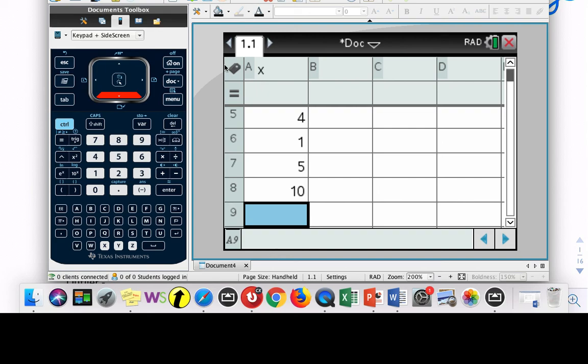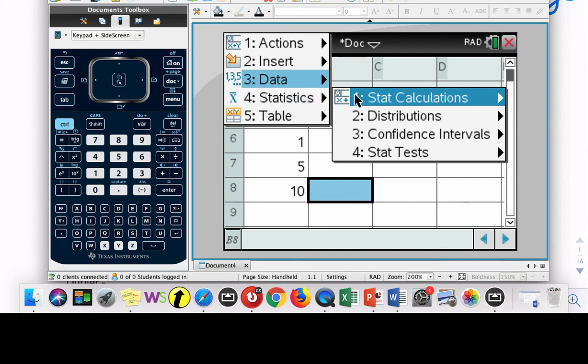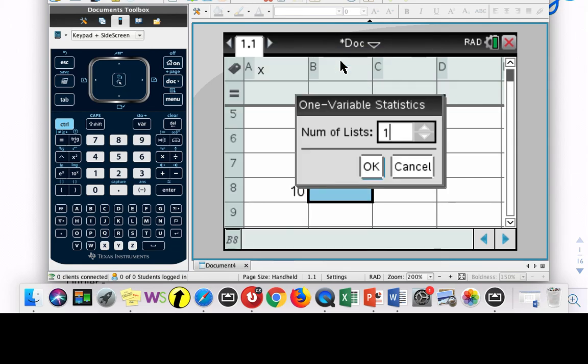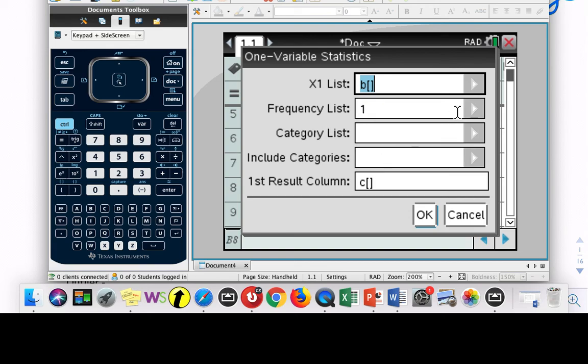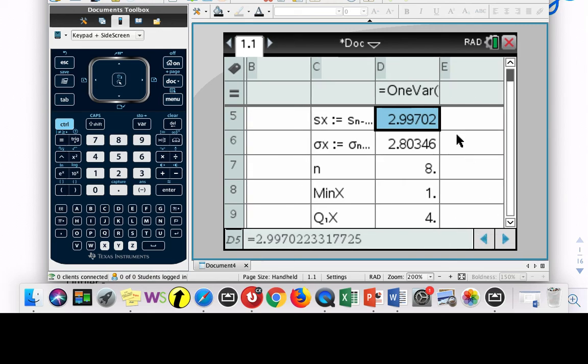So then after we type those in, make sure you're on a cell that's not in your list, and we're going to go to Menu, Statistics, Stat Calculations, and we're looking for one variable statistics. One list, we can arrow over and select our list here, and then when you hit Enter, it has a bunch of numbers here, and here's standard deviation, so it's the symbol right here, 2.8, and what that means is on average our numbers are 2.8 away from the average. So again, it's a pretty small standard deviation.